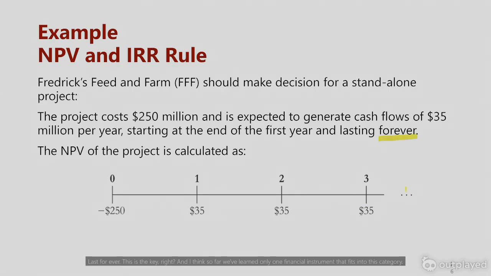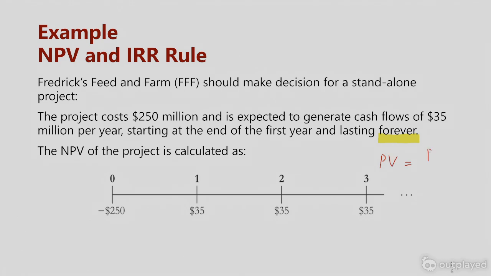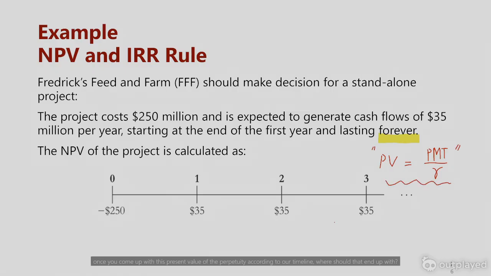And I think so far we've learned only one financial instrument that fits into this category when you come up with the keyword of forever. That's the perpetuity, right? Do you all remember what the present value of the perpetuity was? That was PMT, the repetitive payment, over R, wasn't it? And even more important, once you come up with this present value of the perpetuity, according to our timeline, where should that be located? Please note that the present value of the perpetuity should be located one period before our first PMT, which in this case happened in year 1. So our present value of the perpetuity should be located at time 0.